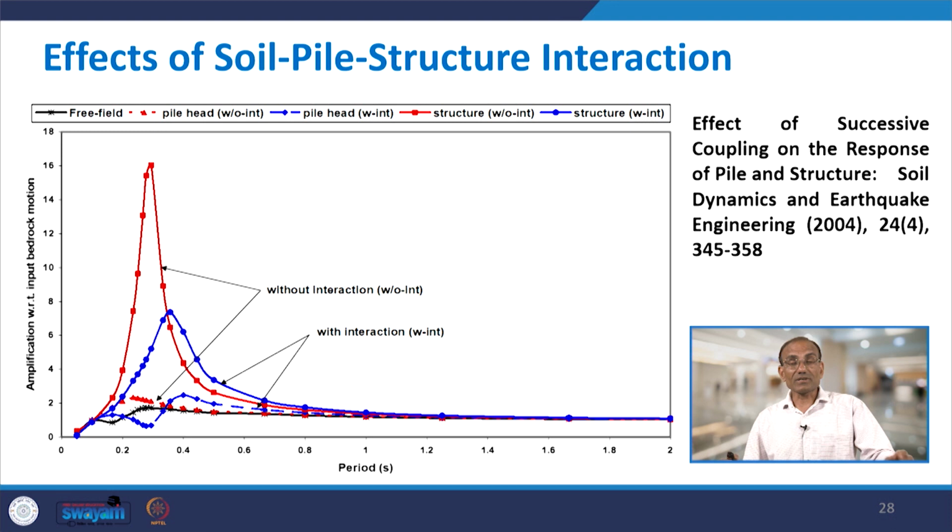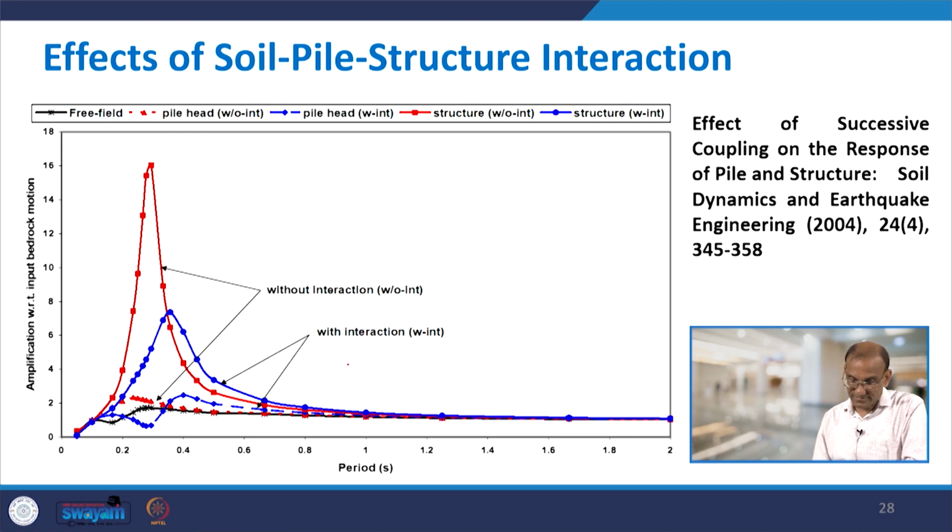When we consider the total system, soil, piles, the piles like a foundation, and then superstructure building, what is the effect of SSI, which is given in this slide? You could see that there are lines: this red line is without interaction, and these two are with interaction. That means without interaction you are not considering the effect of soil as SSI.